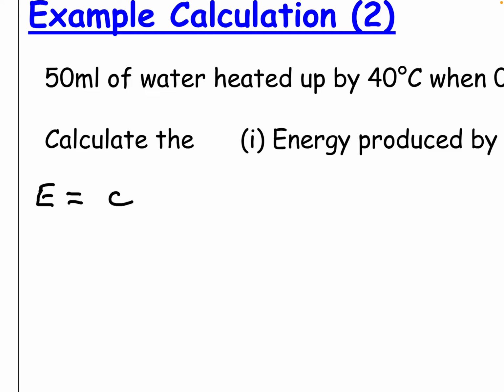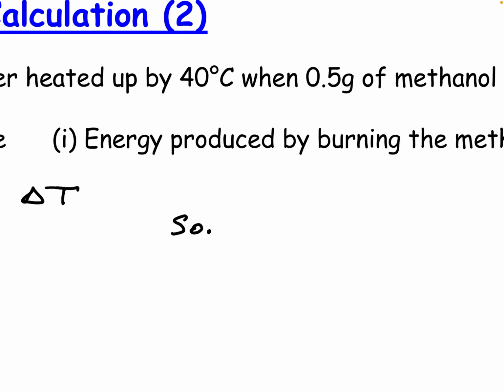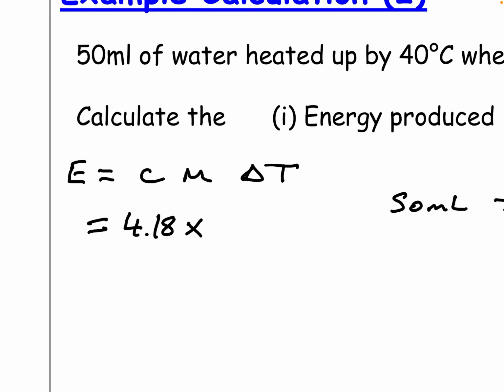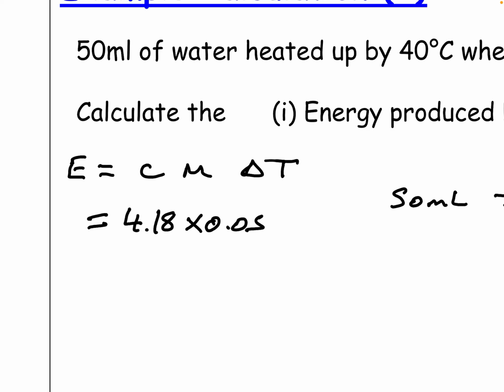E equals cm delta T. c is going to be 4.18. Mass is going to be the 50 mils of water. So 50 mils is the same as 50 centimetres cubed, which is going to turn into 0.05 kilograms, because you divide it by 1,000. So that's 0.05 times 4.18 times 40, because the temperature change is 40. That comes out to be, on my calculator, minus 8.36 kilojoules.